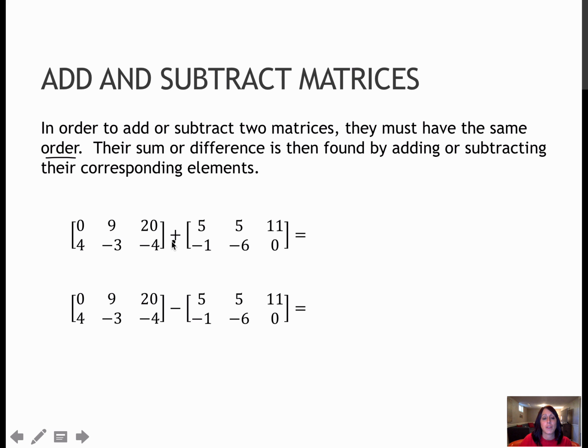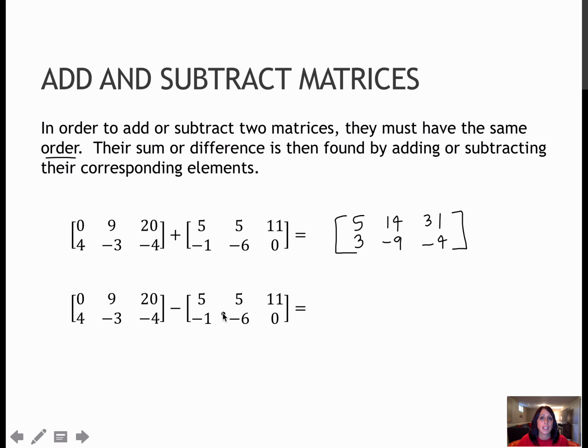So for instance, in my first one, notice this is a 2 by 3 and this is a 2 by 3. So they have the same order. I can add by taking 0 plus 5, which is 5. 9 plus 5, which is 14. So notice I'm just adding corresponding elements. 20 plus 11 is 31. My second row, 4 and -1 is 3. -3 and -6 is -9. And -4 and 0 is -4.